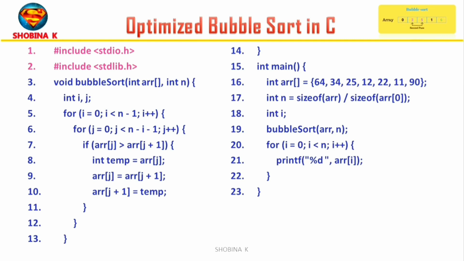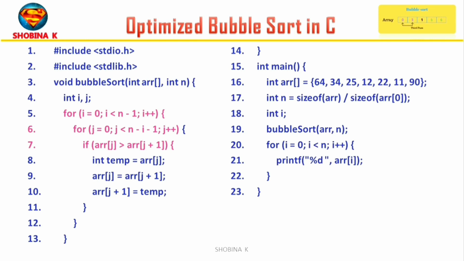And next we declare the bubble sort function, which takes an array of integers arr and its size n as input parameters. Then we declare two integer variables, that is i and j. Next we initialize a for loop. It will iterate n minus 1 times, where n is the size of the array. This loop will start with i equals 0 and it will continue until i is equal to n minus 1.